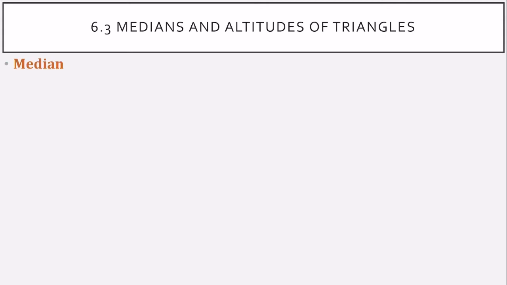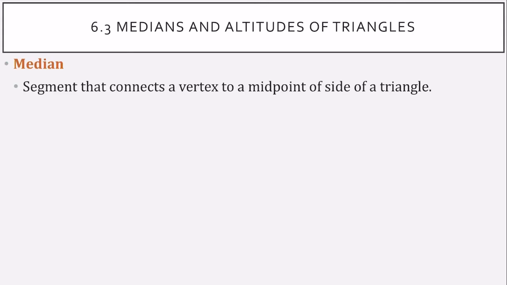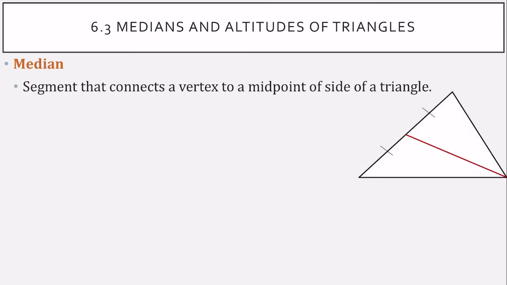A median of a triangle is a segment that connects a vertex to the midpoint of the other side of the triangle. So that's a median because it goes from the vertex to the midpoint of the other side. There's another median, and that's another median. Notice they all meet in one point.